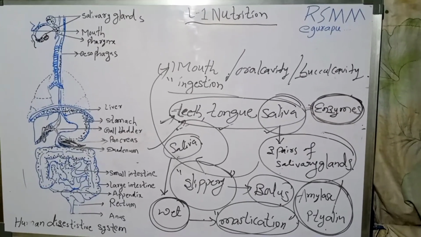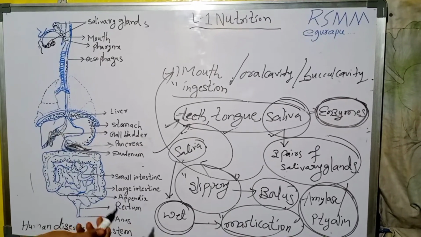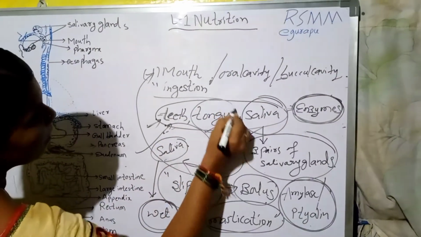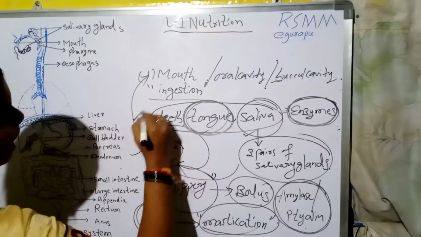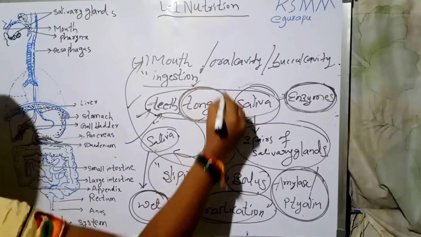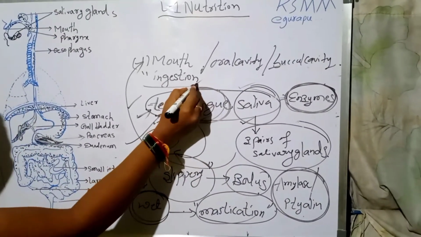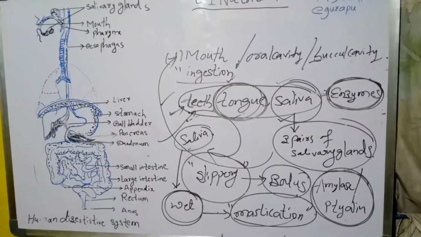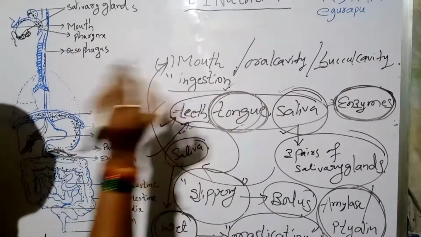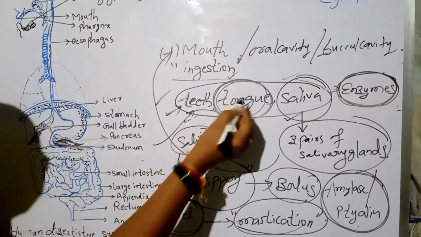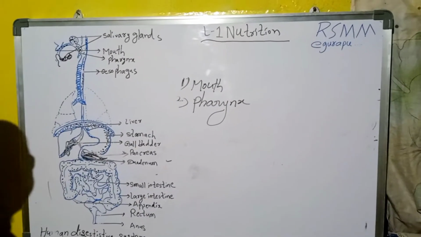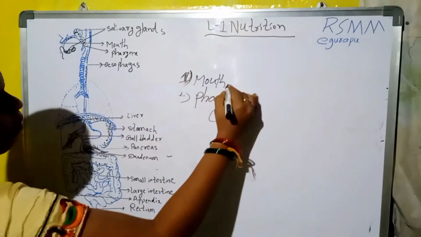The tongue helps in mixing the food and pushing it into the next part. Teeth are involved, saliva is involved, and the tongue is also involved. Our lower jaw also helps in mixing the food. The first part of the digestive system, the mouth, is completed.